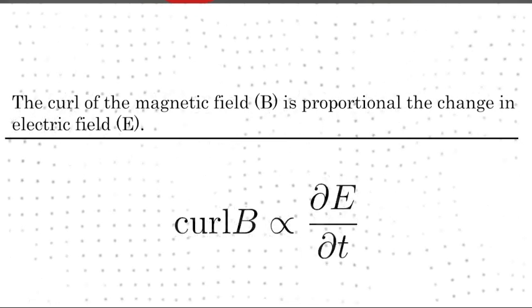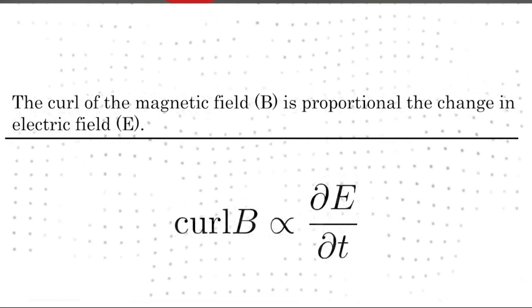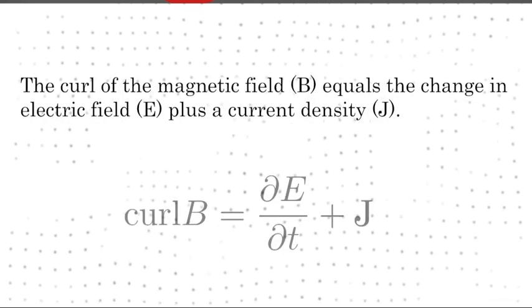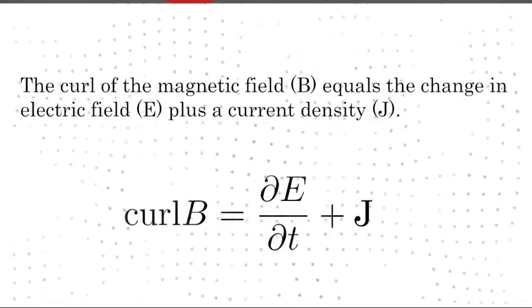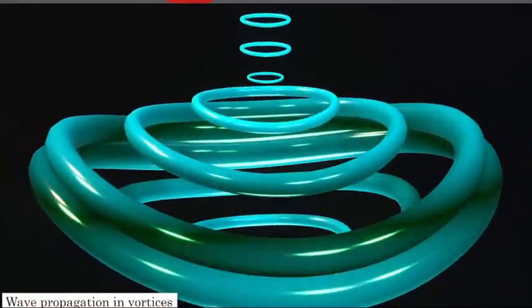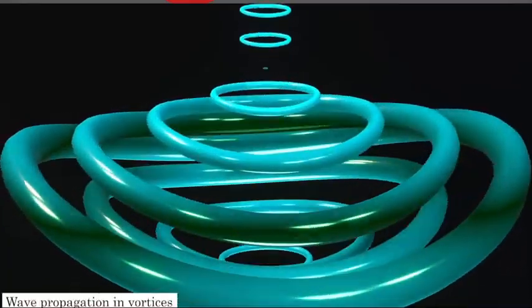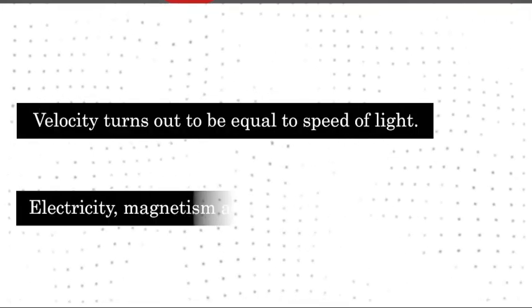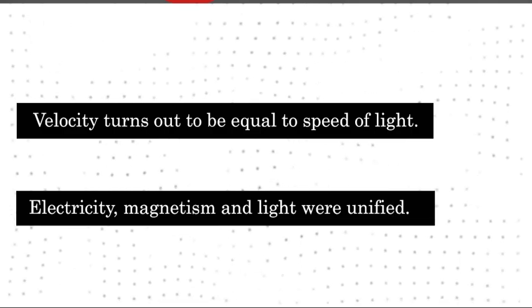Again, using these mechanical models, Maxwell introduced a correction term called displacement current, which gives us the final equation. Curl of the magnetic field equals the change in the electric field plus a current density. These molecular vortices were modeled to be elastic objects whose disturbances could be computed. It was then a straightforward calculation, and to his amazement, the velocity turned out to be equal to the speed of light. In a single stroke, electricity, magnetism, and light were unified.